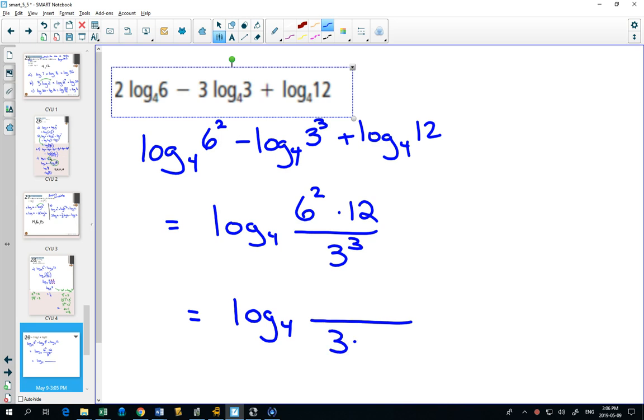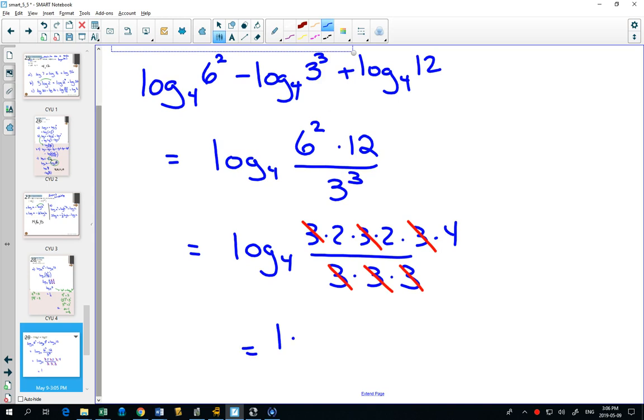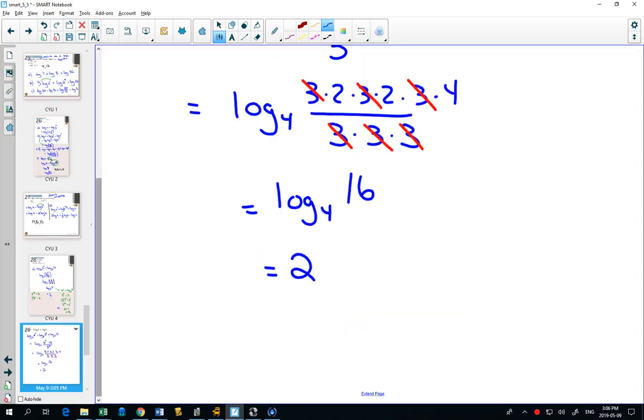Well, 3 cubed is 3 times 3 times 3. 6 squared is 3 times 2 times 3 times 2. And 12 is 3 times 4. After canceling, 2 times 2 times 4 is 16. What's log 4 of 16? Can we figure out that exponent? 4 to what exponent would be 16? It's 2.